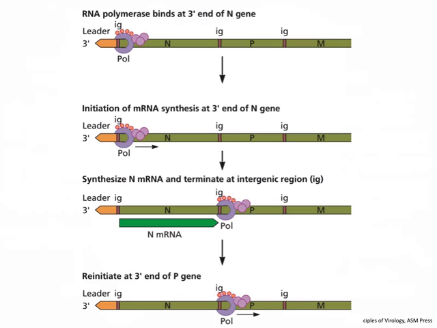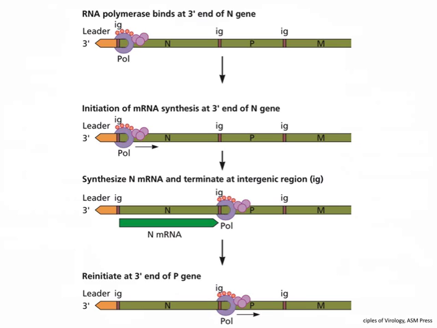Let's take a little bit more look at this in detail. At the top is your genome again, as it comes in the virus. Here's the 3' end, and the polymerase is bound to it. Between each gene is what is called an intergenic region. It's a sequence that tells the polymerase to stop. So the polymerase initially starts to copy the 3' end of this first gene, the N gene.